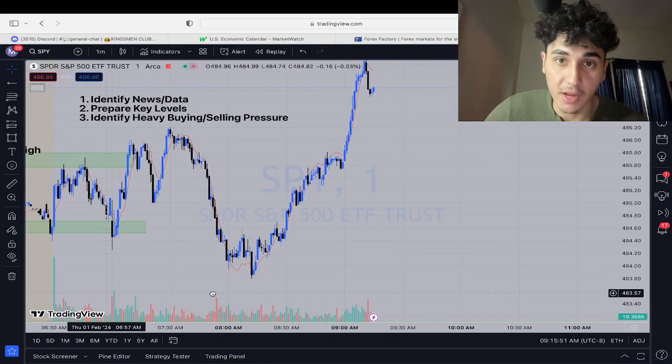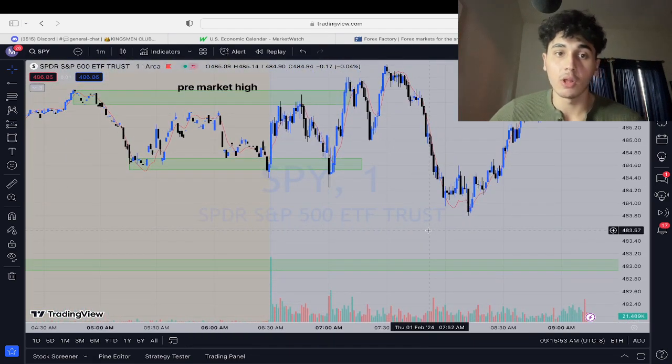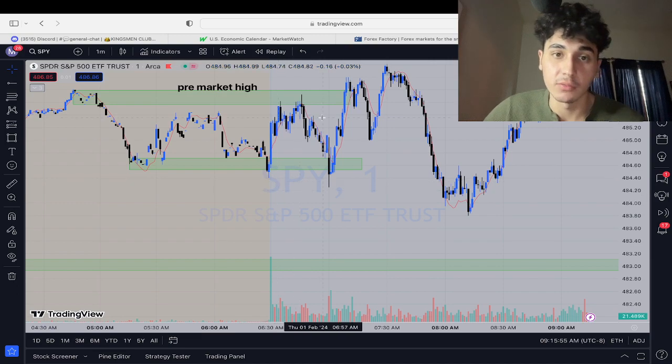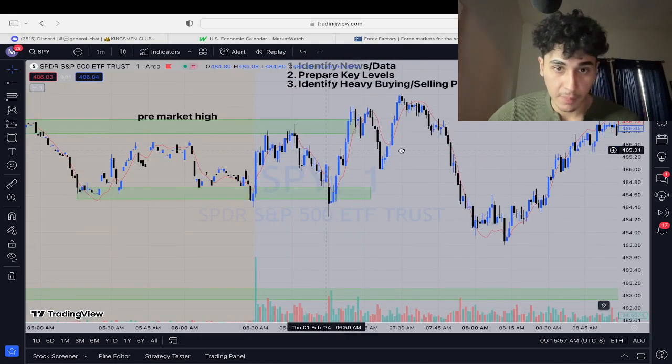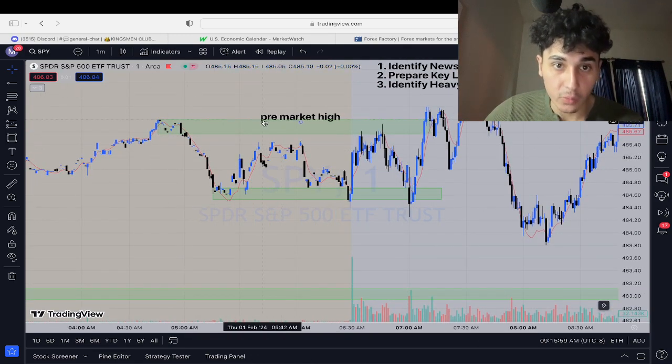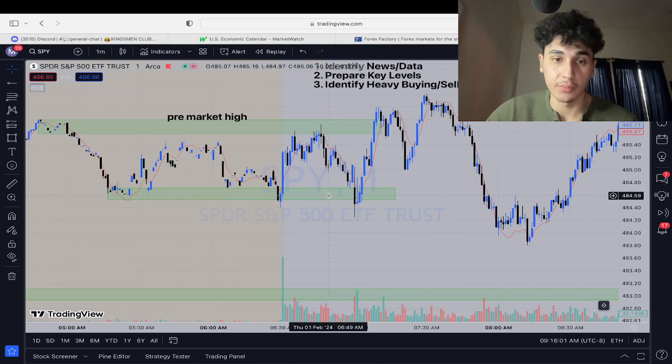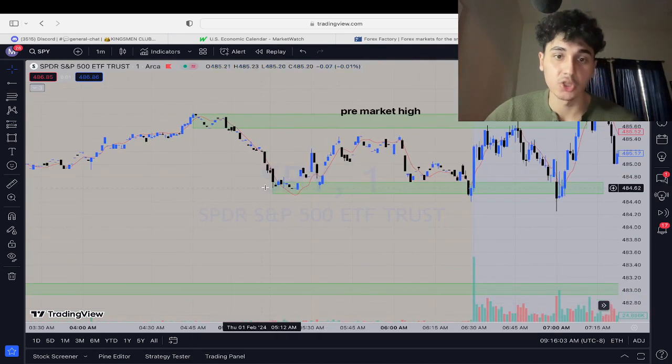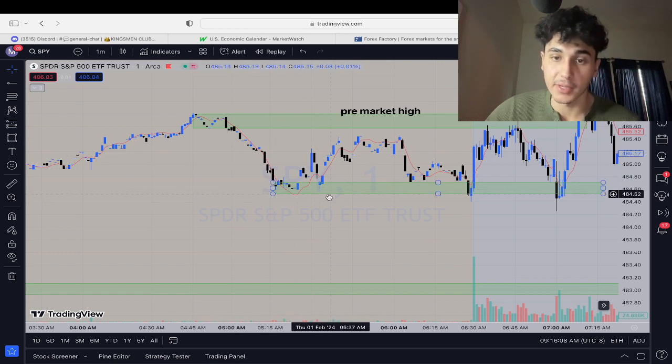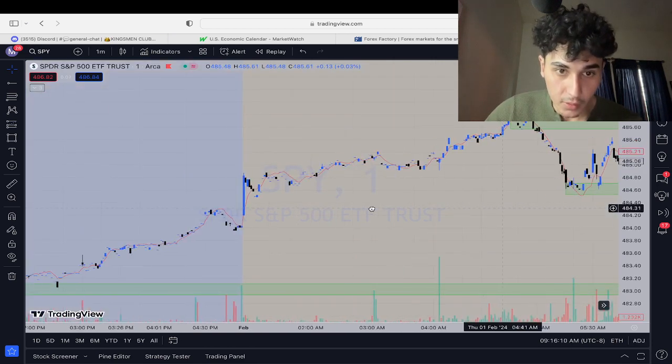Just in case price ever wants to move down, or the following days if it ever wants to retrace back to those certain levels. So we have our pre-market high. We have a support that was created within pre-market because we can obviously see a strong reversal here, and a floor, aka a support, being created within pre-market.